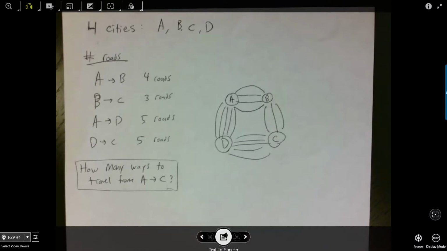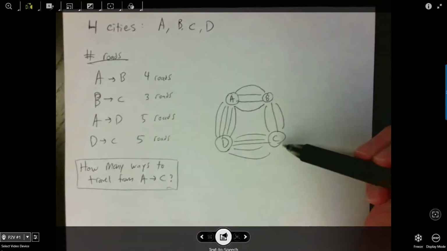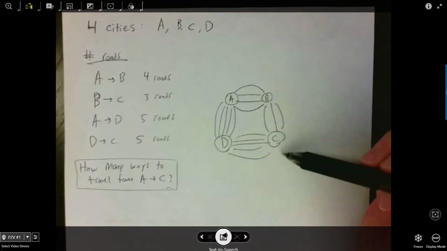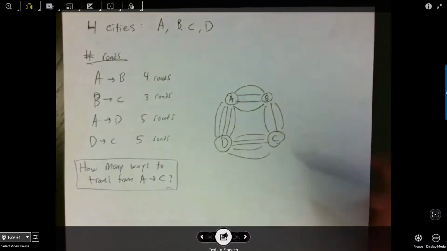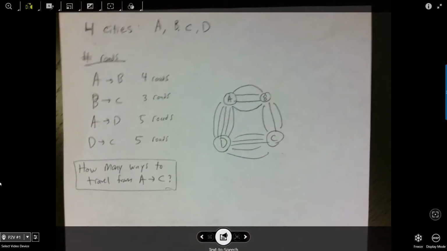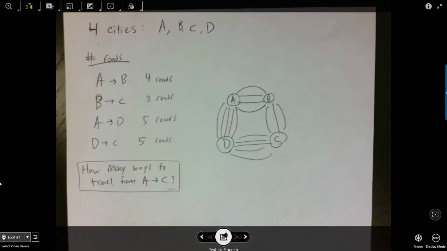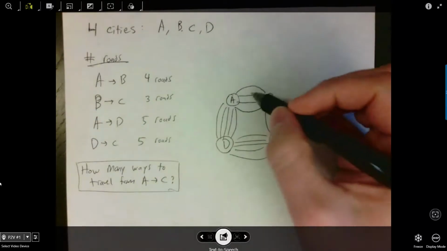I certainly hope that you made some visualization for yourself like this to help make sense of the problem. Once you actually visualize it, it's pretty clear if you're going from A to C, you've either got to go through city B or you've got to go through city D. So this is a situation where we have to use some common sense along with the fundamental counting principle. Always a good idea to use common sense.